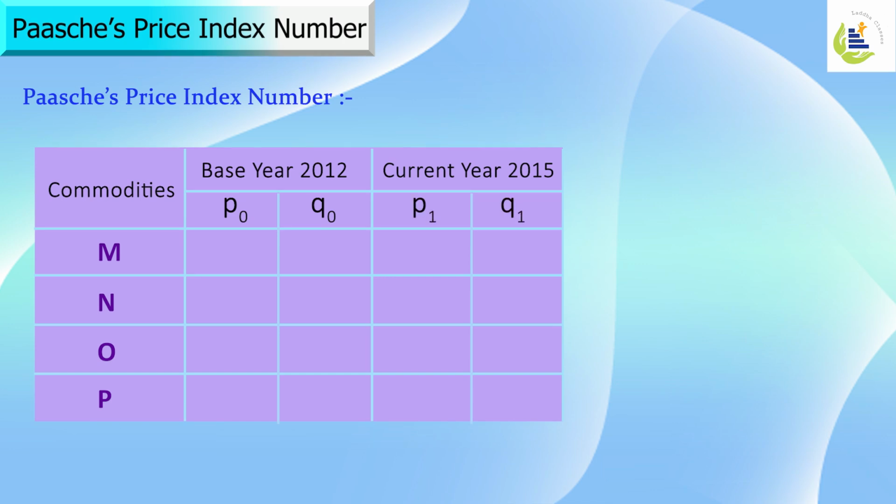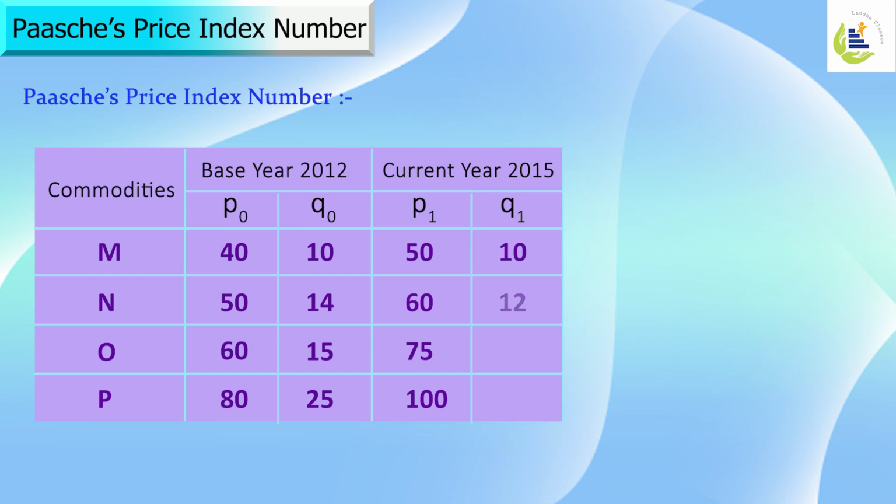Base year's prices are 40, 50, 60 and 80. Base year's quantities are 10, 14, 15 and 25. Current year's prices are 50, 60, 75 and 100. Current year's quantities are 10, 12, 10 and 30. Now let us calculate Paasche's price index number. What does Paasche's price index number say? It is P01 for Paasche's, that is the price index number from base year to current year, equal to summation of P1 Q1 over summation of P0 Q1 into 100.